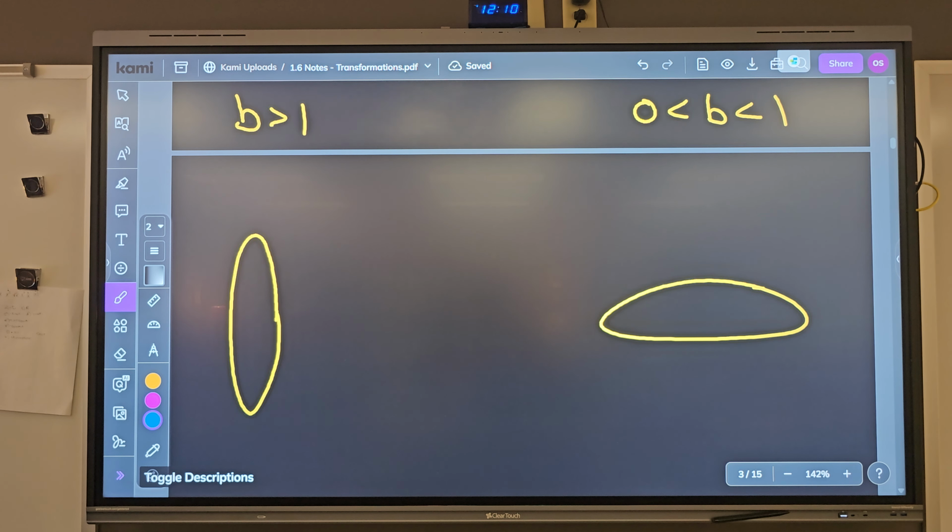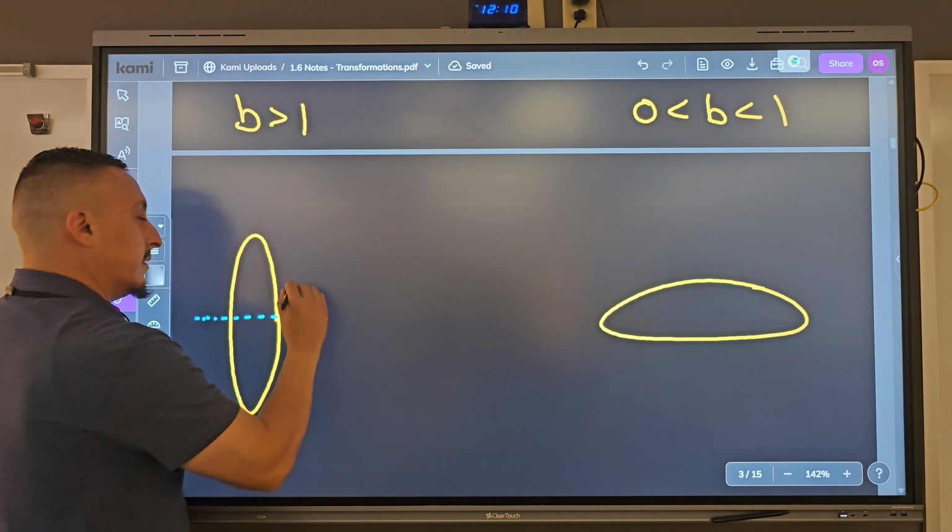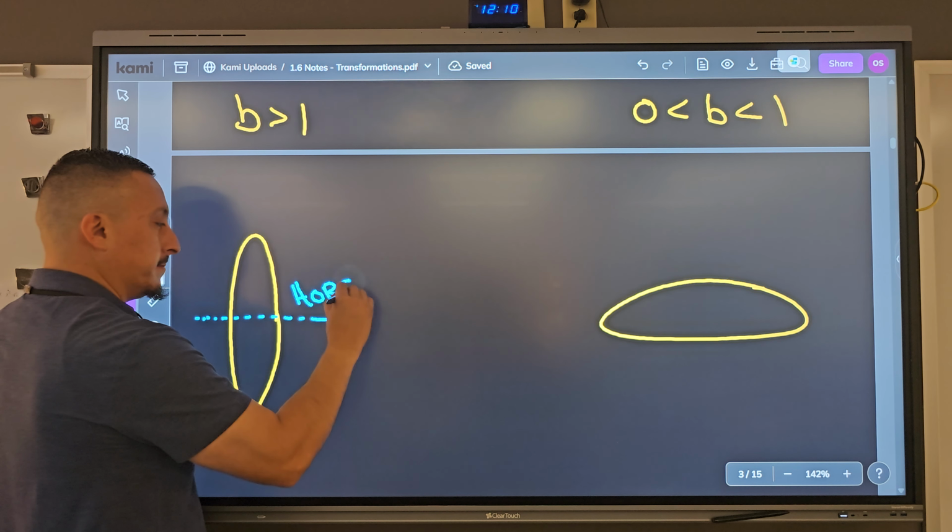Is the B inside or outside? Inside. Who else is inside? X. X, right? This X looks like this. Yes. What do we call this? Horizontal. Okay. So horizontal is like this. So we're gonna call this horizontal something.